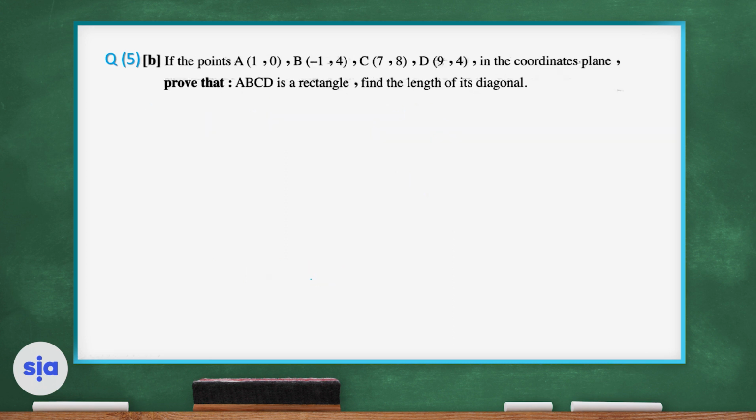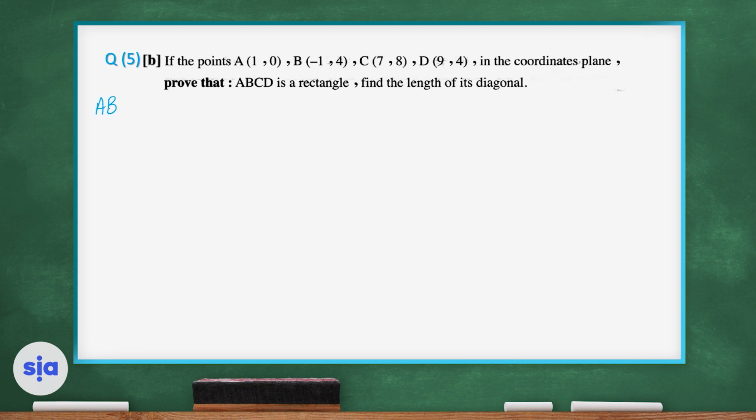Question 5b. If the points A, B, C, and D are in the coordinate plane, prove that ABCD is a rectangle, and then find the length of its diagonal. In order to prove that this figure is a rectangle, you need to prove that each two opposite sides are equal in length and each two opposite sides are parallel, where the two intersecting sides are perpendicular to each other.